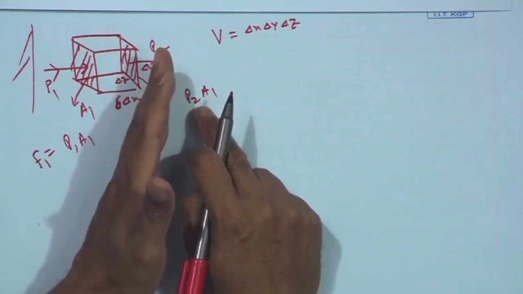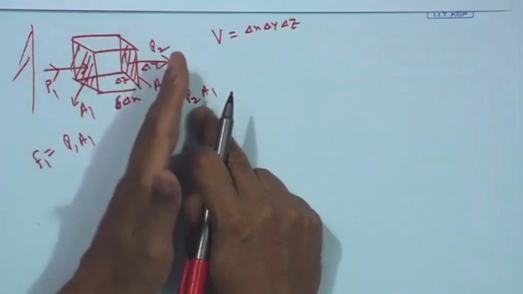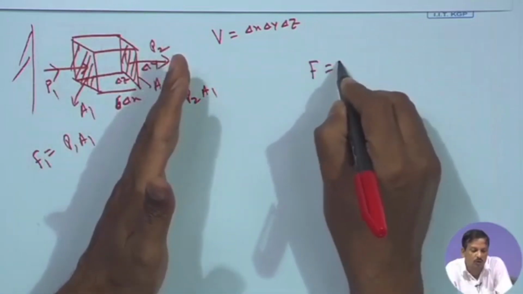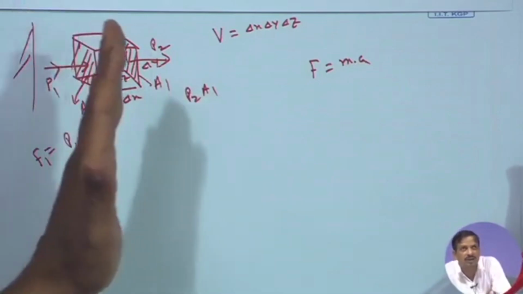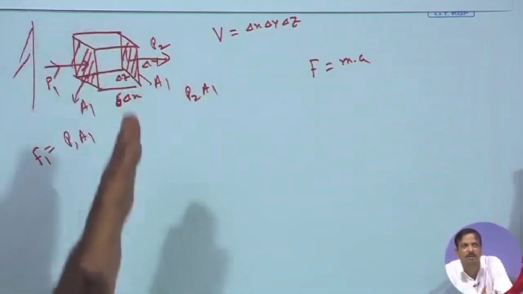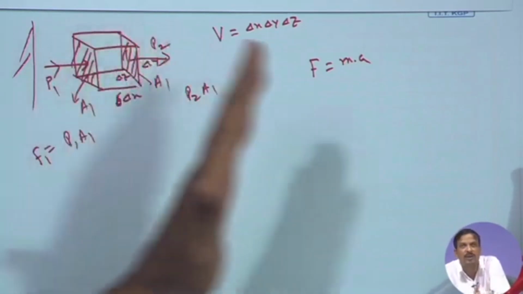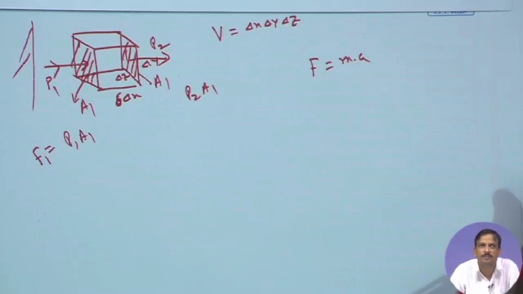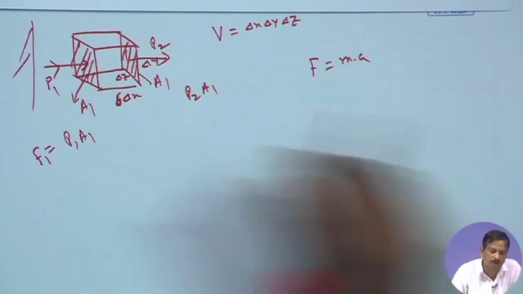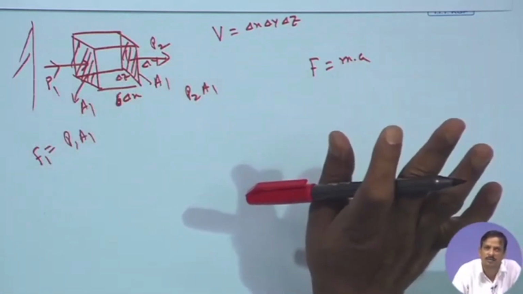Okay. So, I can say by Newton's second law of motion, force equals mass times acceleration. So, the resultant force causes an acceleration of the cube, which is nothing but force equal to mass into acceleration. Okay. Mass of the cube into acceleration.